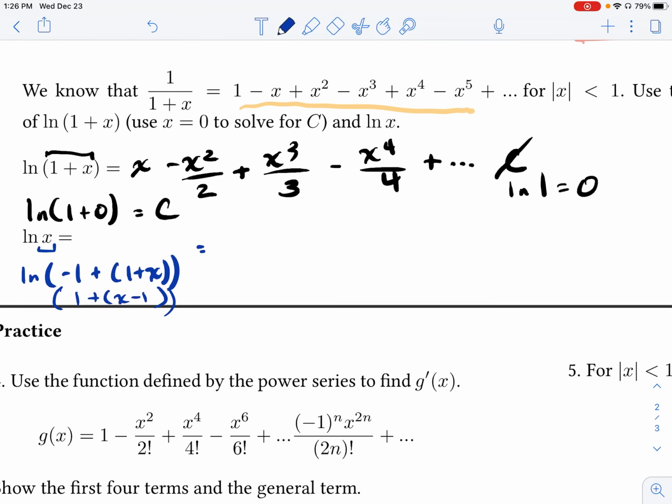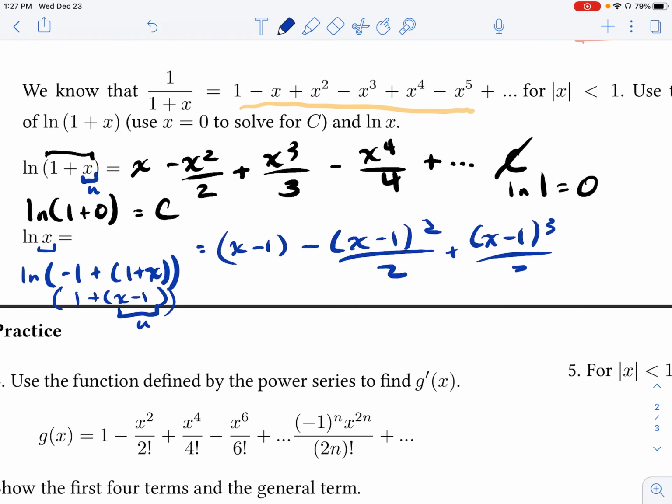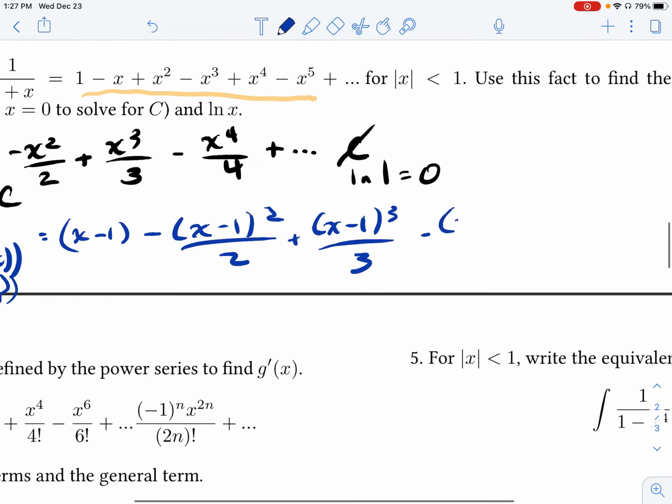So I'm going to take each one of these variables here and replace them with x minus 1, because now I can treat this as my u, and this is my argument here, u. So now we have the same series, and we're just replacing all of our u's now with x minus 1. So this would then become x minus 1 minus (x minus 1) squared over 2 plus (x minus 1) cubed over 3 minus (x minus 1) to the fourth over 4, and so on.